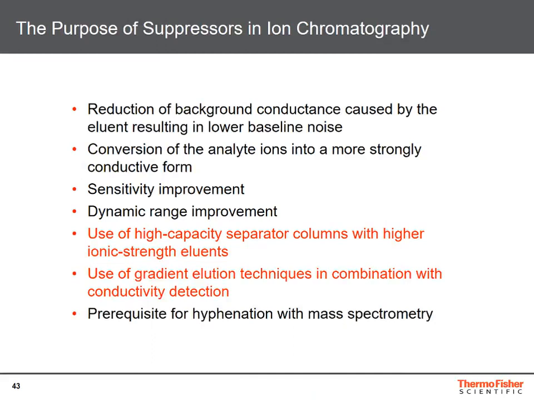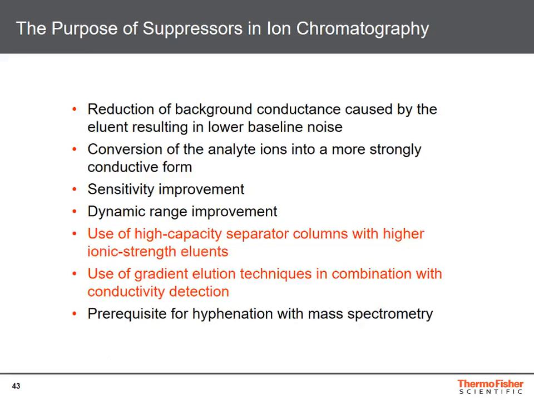This slide one more time summarizes the purpose of using suppressors in ion chromatography. I have already outlined the reduction of background conductance caused by the eluent, resulting in lower baseline noise. I have already summarized the conversion of the analyte ions into a more strongly conductive form, as well as the sensitivity improvement, the dynamic range improvement, as well as the necessity for suppressors whenever hyphenating ion chromatography with mass spectrometry.